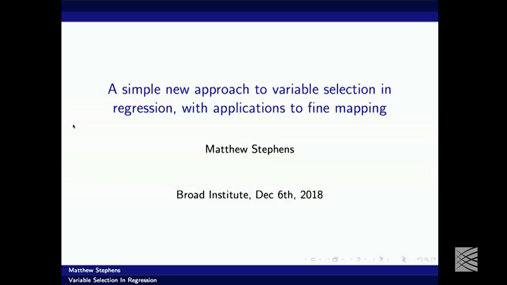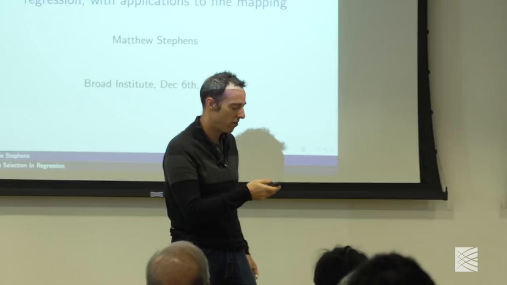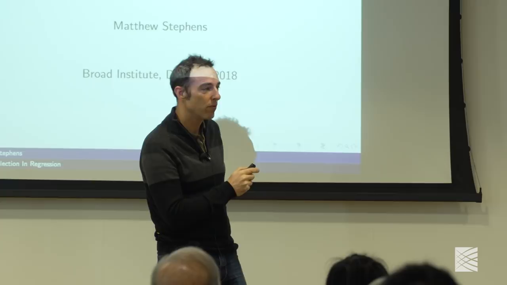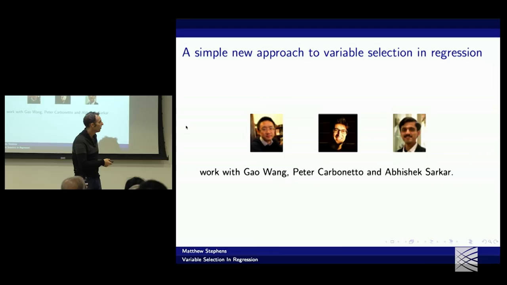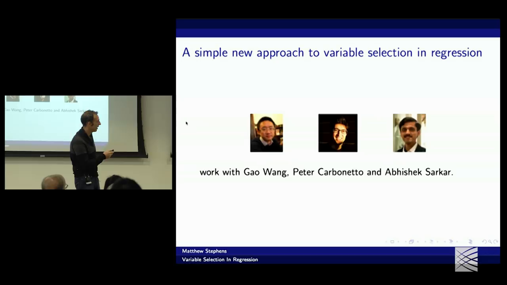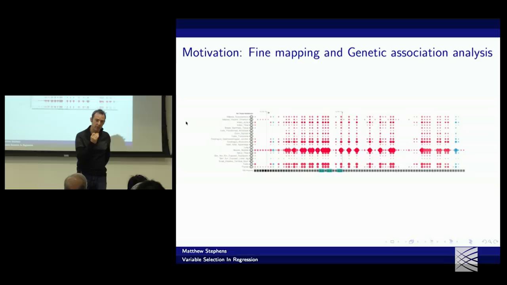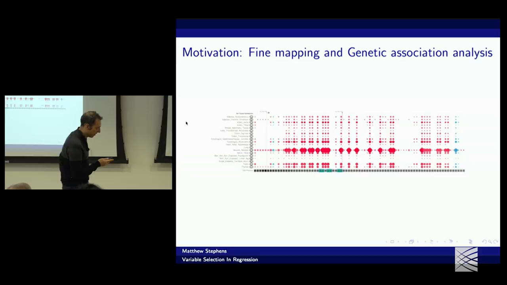Thanks for having me. So yes, I'm going to tell you about some recent work we're doing that takes a new approach to doing what's called variable selection and regression. I'll tell you what variable selection is. I'll tell you about our new approach. Before I start, it's joint work with two postdocs in my group, Gao and Abhishek, and a computational scientist, Peter. And so the motivation for this comes from, partly at least, my work on the GTEx project.